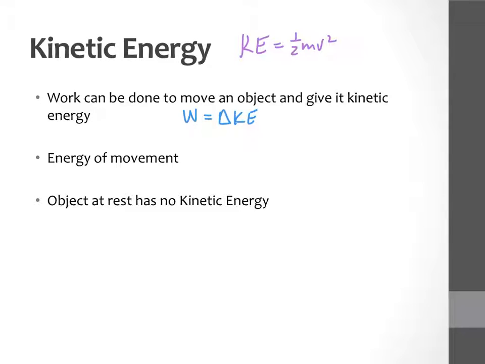And this is the energy of movement. That means we need velocity. If there's no velocity, in this next bullet point, an object at rest has no kinetic energy. Zero velocity, zero kinetic energy.